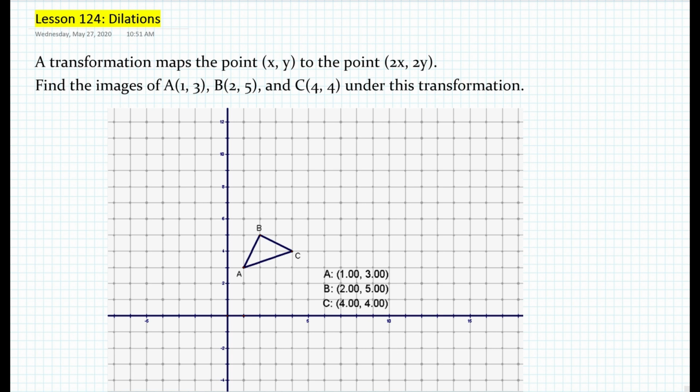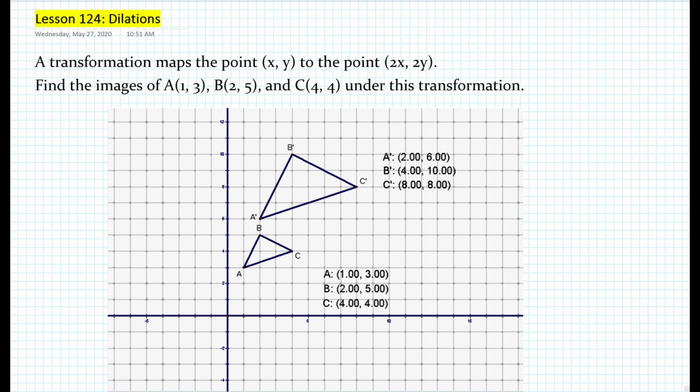So the first thing you want to do is plot the points and recognize that you end up with triangle ABC here. The next thing to do is to plot A prime, B prime, and C prime to obtain the following triangle. So what do you notice here? We notice that the triangle not only transformed upwards in a diagonal direction, but the triangle became bigger.